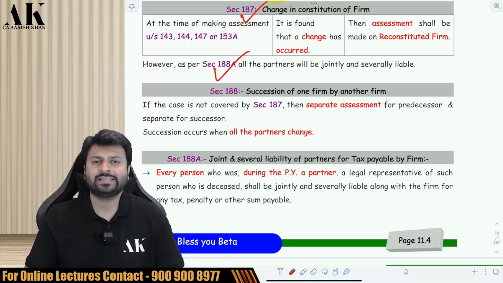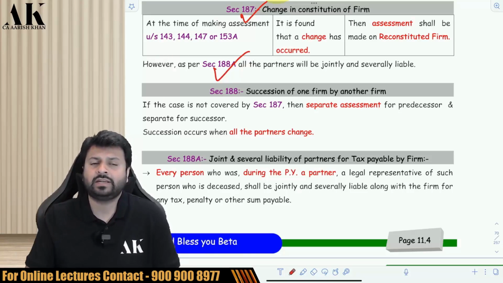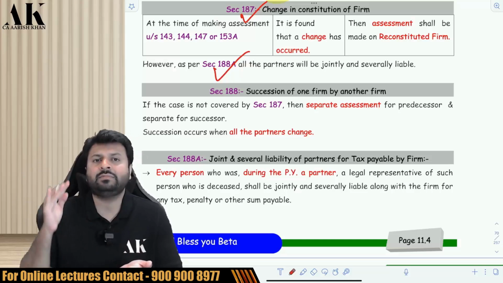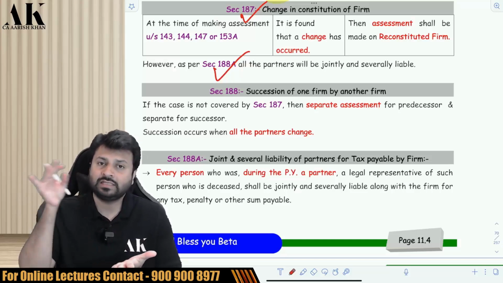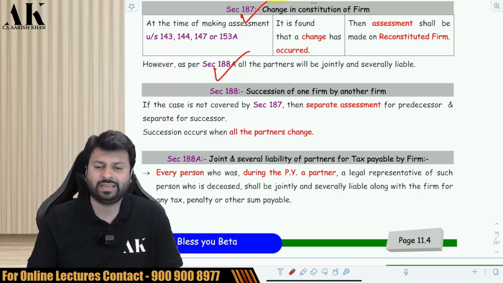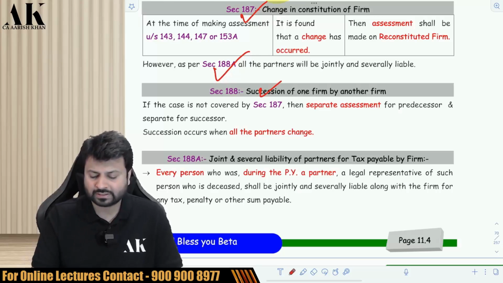Because 188A says that every person who is a partner in a financial year is liable for the liabilities of the firm along with the firm. So therefore, if C is leaving the firm in the current year and D is joining, then C is also liable and D is also liable. Unfortunately, both of them will be liable along with A and B, because A and B are anyways there from the very beginning. Next, what do I mean by succession of firm?